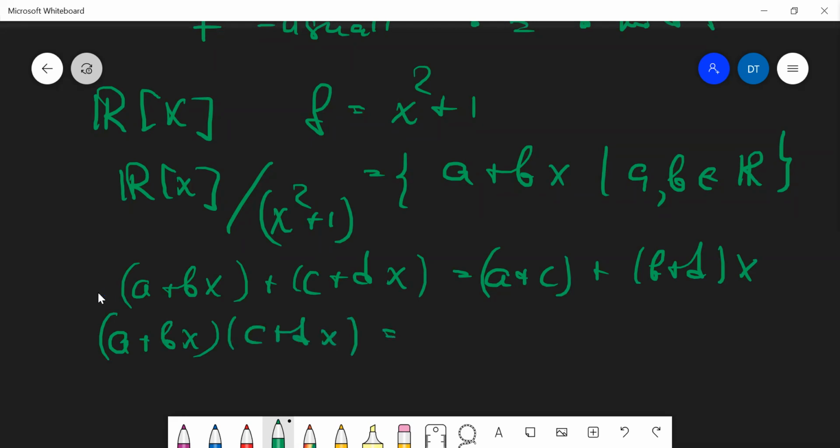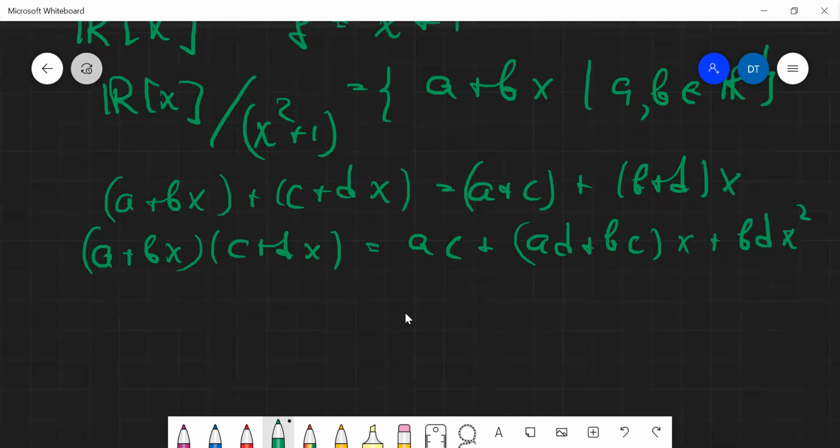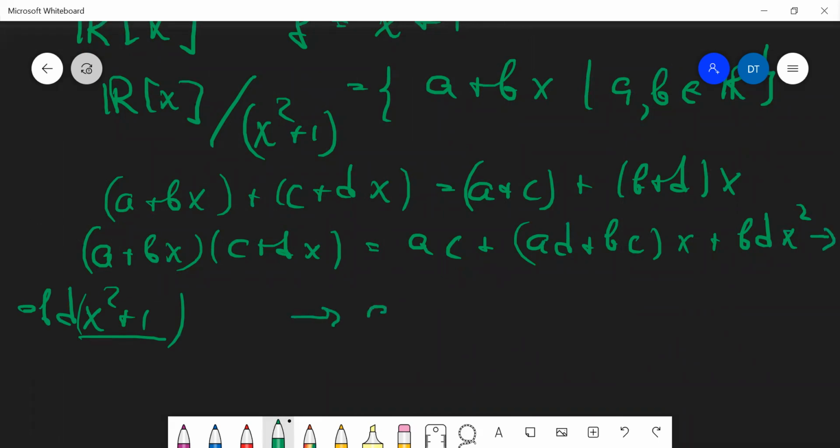First of all, we need to multiply them as usual polynomials. So we will get AC plus AD plus BCX plus BDX squared. But then we need to divide this polynomial by x squared plus 1 with remainder. How do you divide by this? Well, we need to subtract the polynomial with coefficient BD. And then we will get the remainder. So the remainder will be AC plus AD plus BCX minus BD.